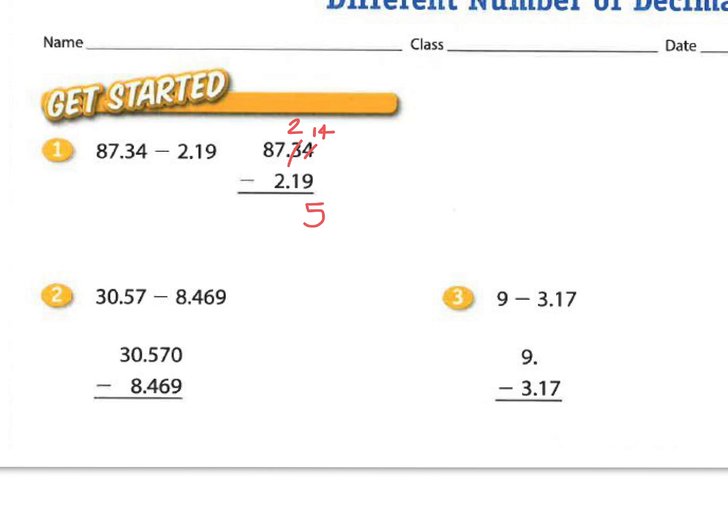Then you do 2 minus 1 is 1. Then the decimal point follows down. 7 minus 2 is 5. 8 minus 0 is 8.